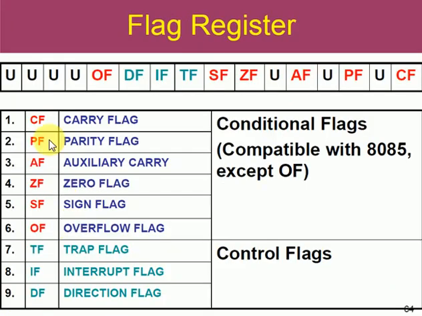So this is the 8086 microprocessor flag register. The flag register is a 16-bit flag register. Here you know CF carry flag, PF parity flag, AF auxiliary carry flag, ZF zero flag, and then SF sign flag, and then TF trap flag, and then IF interrupt flag, DF direction flag, and OF overflow flag. U is identified by unused flags. Okay, first one is the carry flag.